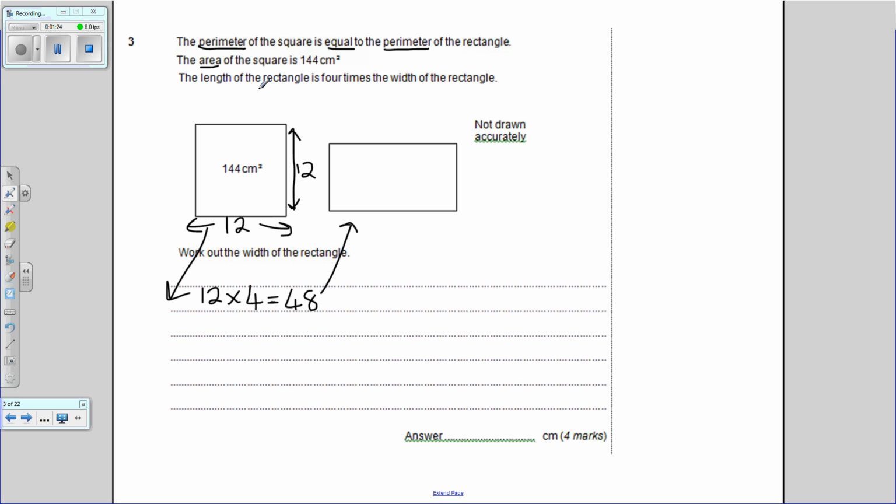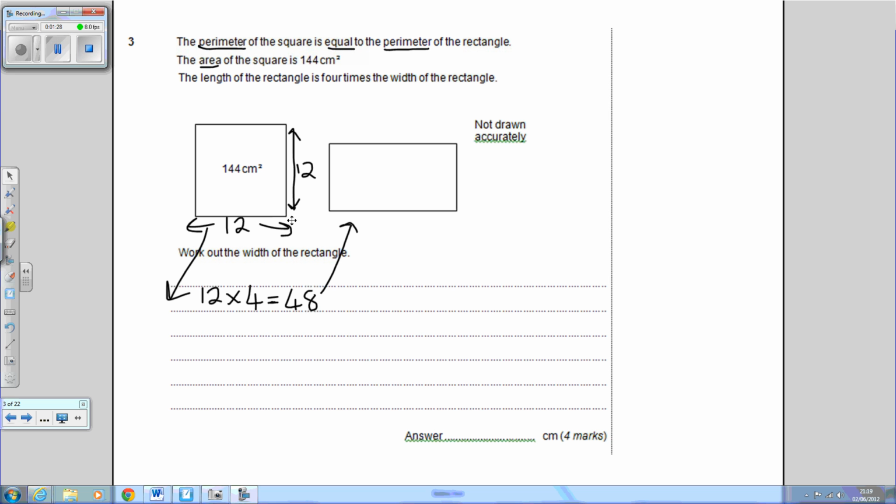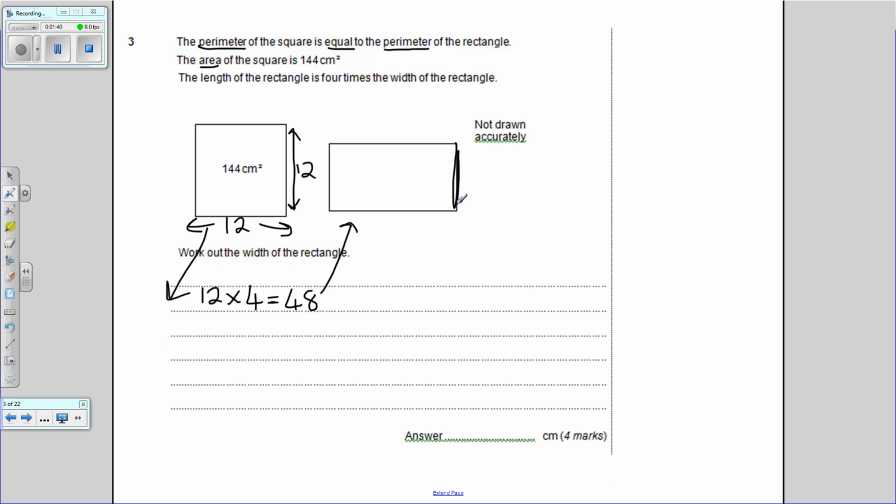And then it says the length of the rectangle is 4 times the width of the rectangle. So to make this a bit easier, and you don't have to do this, the way I would do it is, because I know the perimeter is 48, I know that this length plus this length is half of that, so it's 24. This plus this is 24. And I know that this length is 4 times this length. So 4 times to 1 time must add up to 24.